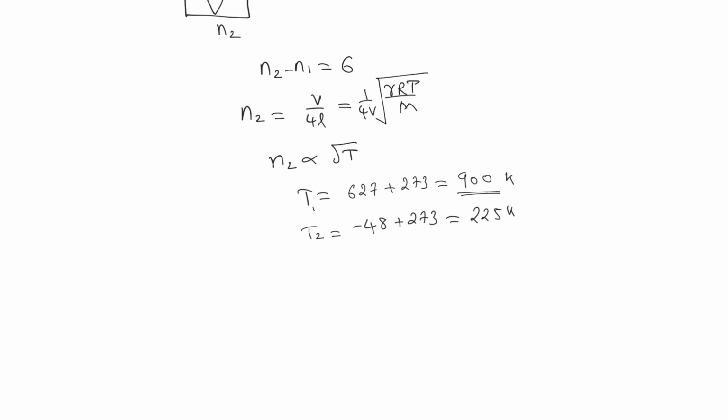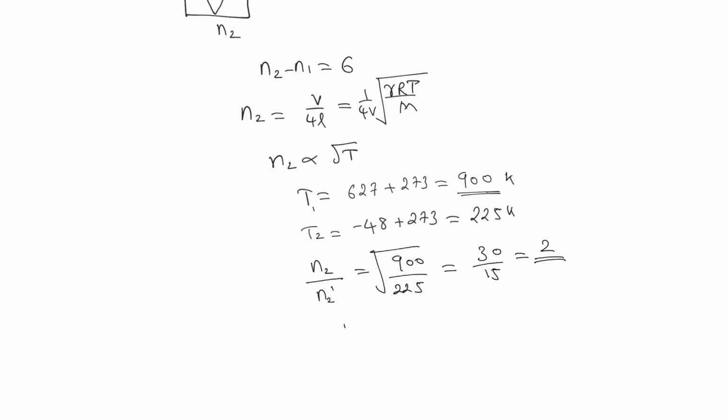So we can find out the relation between their initial frequency and final frequency. Let's say initial frequency, which is N2, divided by final frequency, take it as N2 dash, is equal to under root of 900 divided by 225, which is equal to, we can take it as 30 divided by 15, or you can write this is equal to nothing but 2.